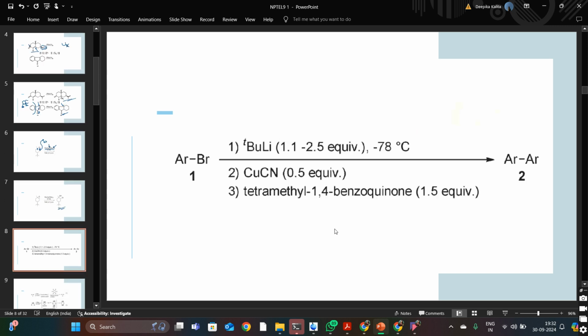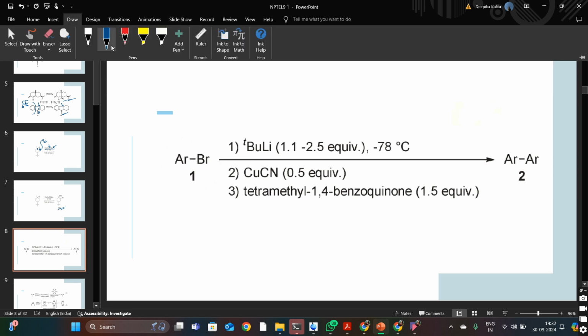Again, it is from the topic organocuprates, but this time it is a coupling reaction. To be precise, it is similar to the Corey-Posner-Whitesides-House reaction. So we are starting with aryl halide 1, and at first we are treating it with butyl lithium. So what will happen?